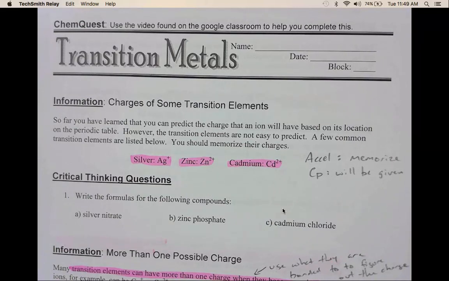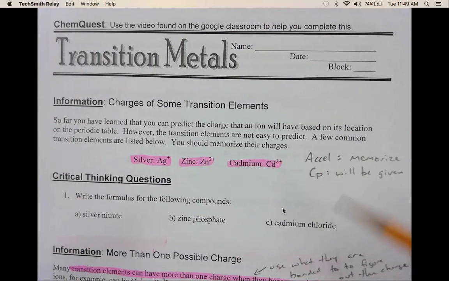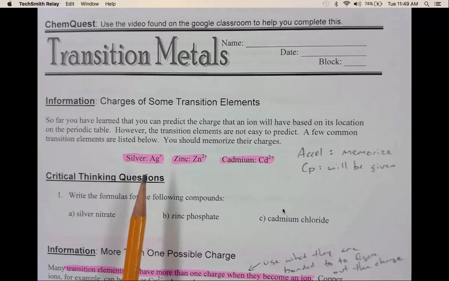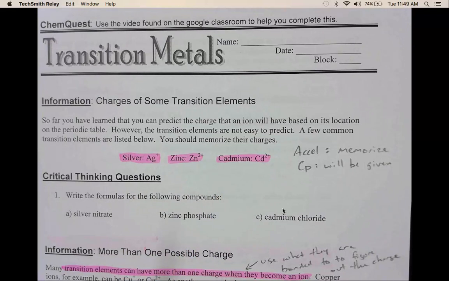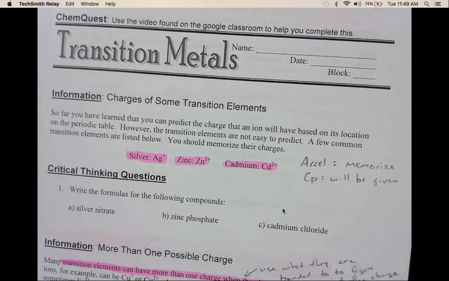So we start with some information on transition elements. It reminds you of a couple of things that I just said, that the charge is hard to predict. There are three exceptions. The three exceptions are right here. They are silver, zinc, and cadmium. So every transition metal can have multiple charges except for these three. Silver is always +1, zinc is always +2, cadmium is always +3. Accelerated students will have to memorize this. CP students will be given this as a list on the top of the quiz.